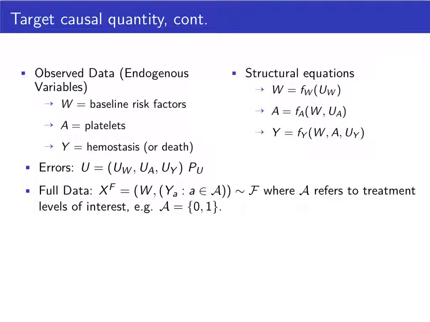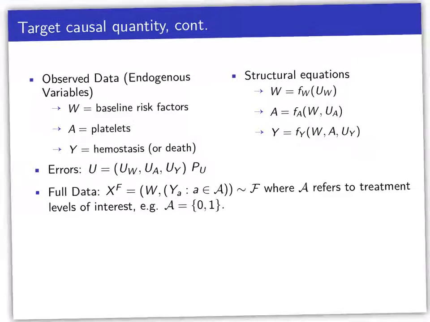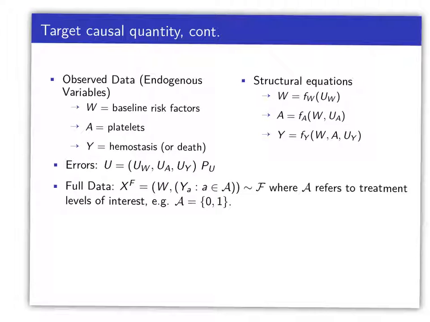So again, as an example, same thing, risk factor platelets. I'll talk about outcome is either hemostasis or death, both binary, same structural equation models I'll assume, and the errors. And then now I can define something called the full data. And the full data is the data I wish I had to answer the scientific question.